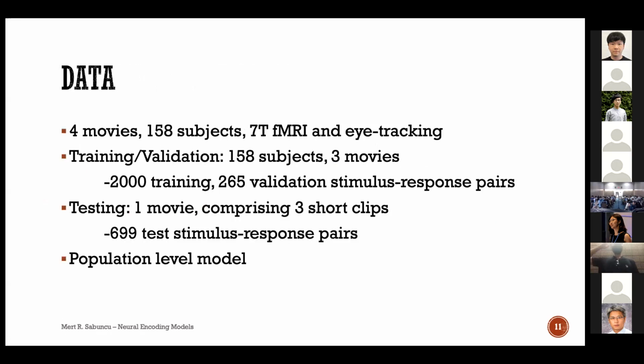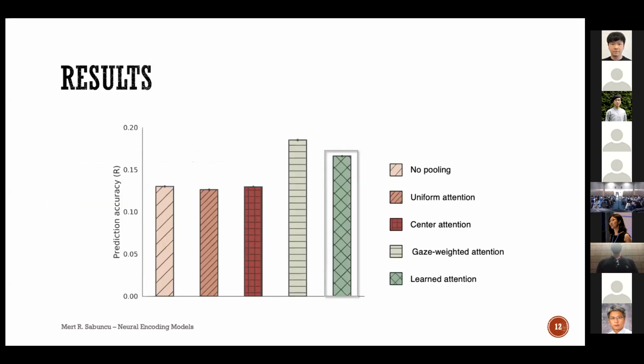So this is the data. It's 158 subjects. They're watching a bunch of movies. I'm not going to go into detail. We have training, validation, and so on. And one important thing I want to highlight here is this is a population level model. We're learning a single model for everybody. Okay, it's not individual specific. So it's just one model for everyone.